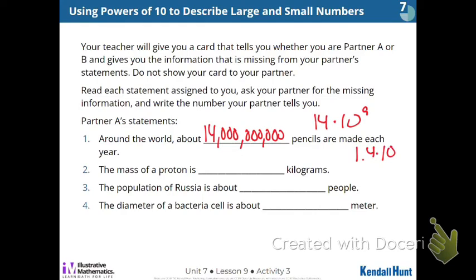1.4 times 10 to the 10th. Why are these the same number? Who can explain to me why they're the same number? Yeah, Ryan? You're just taking the 10 away from the 14. Yeah, I'm moving my decimal one more place, so I'd have to multiply by one more 10, right? Kind of like when we just switched our squares in the last portion, right?